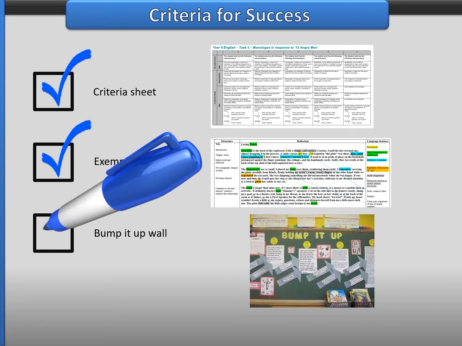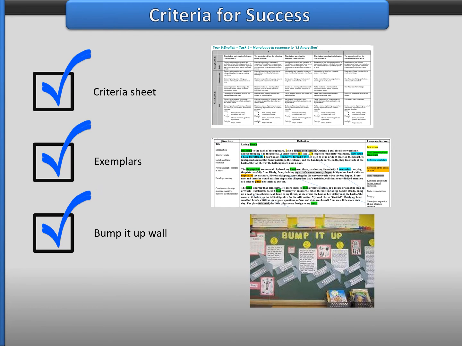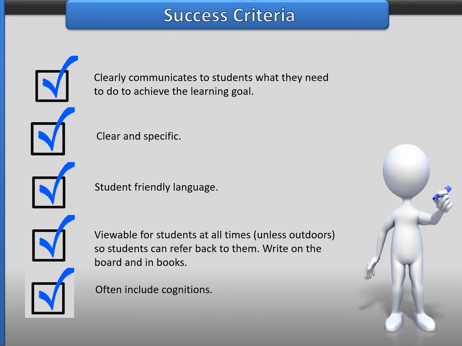And some of you, I know, are starting to use Bump It Up walls. These are extremely effective so that students are presented with several exemplars at different levels, and they are provided with explicit benchmarks and students can track their own growth. So what is a success criteria? Success criteria clearly communicates to students what they need to do to achieve the learning goal. They are clear and specific. They use student-friendly language and are viewable for students at all times, so students can refer back to them. Therefore, the success criteria needs to be written on the board and students need to write them in their books. Often your success criteria will also include a cognition.